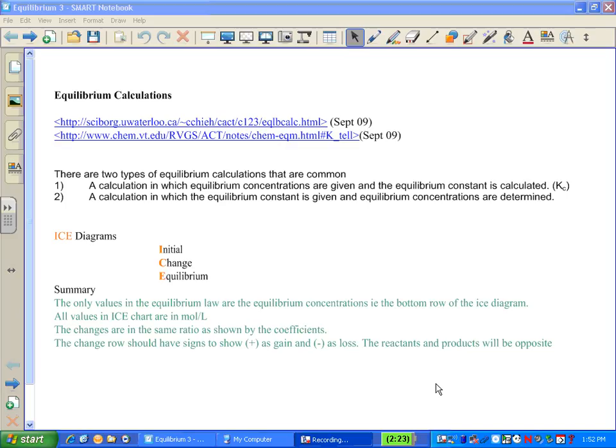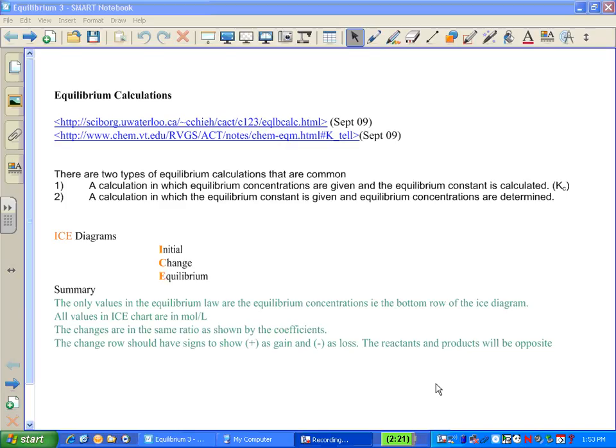When we're dealing with the equilibrium row, these concentrations are the only values that can go into the equilibrium law. So when you're setting up an equilibrium law, K is equal to, you must only enter equilibrium concentrations into that law. A second point about ICE diagrams is that all the values in the ICE chart are in moles per liter. So if you need to do any preliminary concentrations, for example, you're given the moles and the volume, you'll do those before entering any data into your ICE chart. You'll also see that you'll be able to enter pressures into this chart, usually in atmospheres.